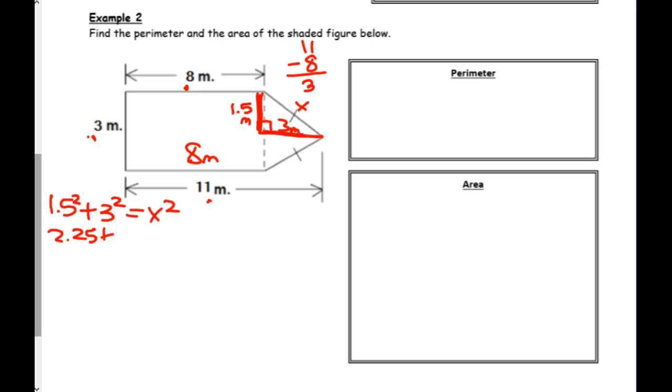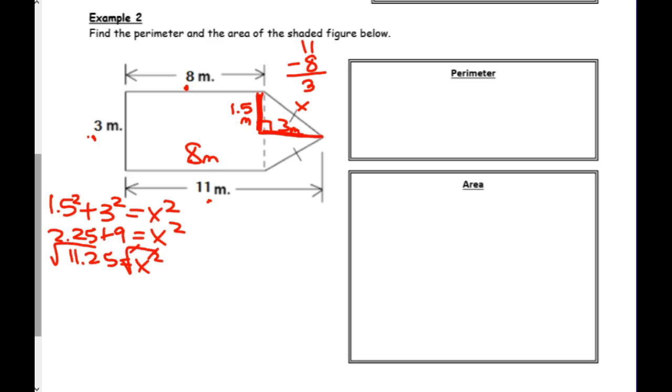So, 3 squared, 3 times 3, 9. Add them together. What do we get? 11.25. Proud of you. Now, how do I get rid of the squared? Square root. Everyone knows that. By now, we've been doing it all year.